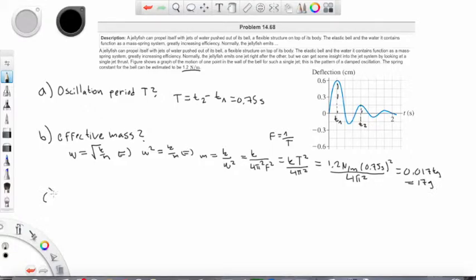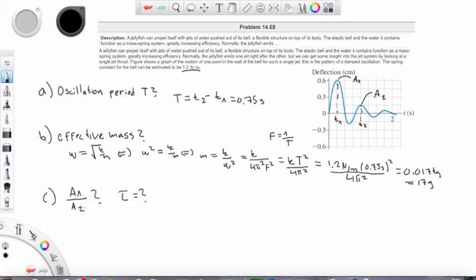In part C, the question was, by what factor does the amplitude decrease over one period? So what is A1 over A2? If, for example, A1 is here, and this would be A2. And also, what is the time constant of the damping?